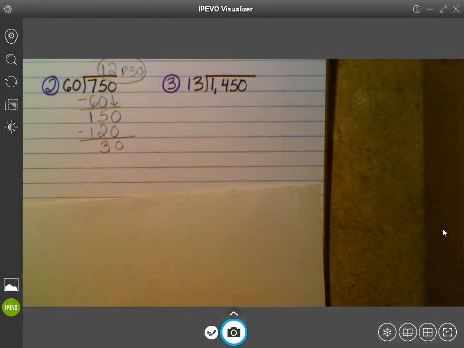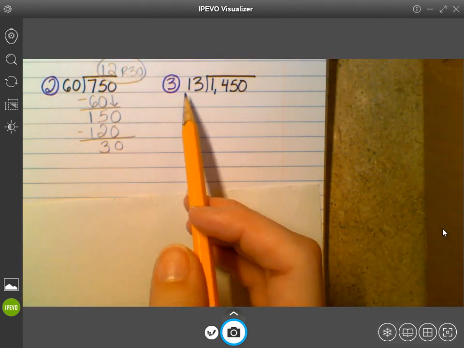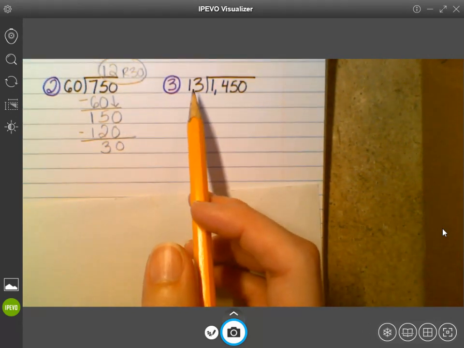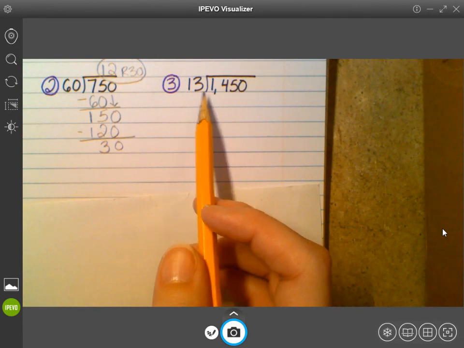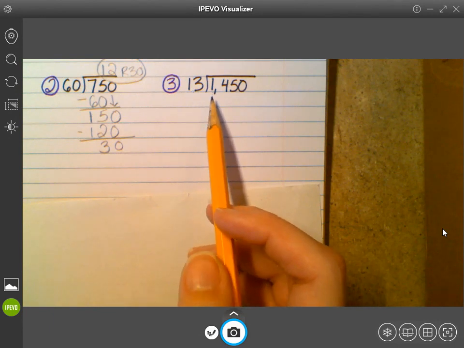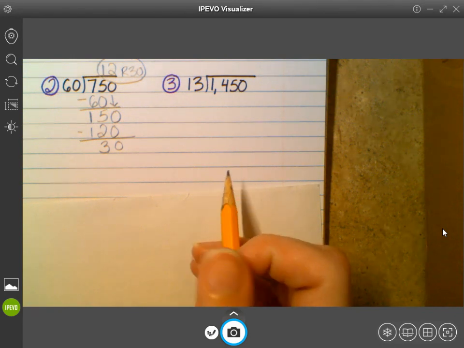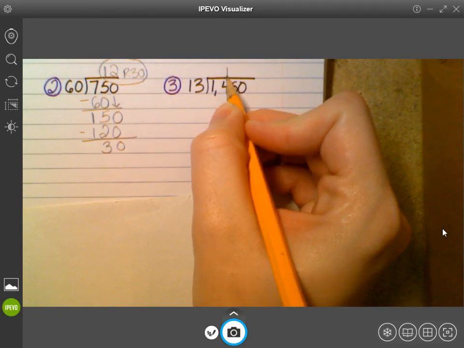Yeah, it is. Okay. So then for number 3, 13 is our divisor. 1,450 is our dividend. So 13, can it go into 1? No. Can 13 go into 14? Yes. How many times? Show me on your hand. Once. Nice job. So put a 1 above the 4.